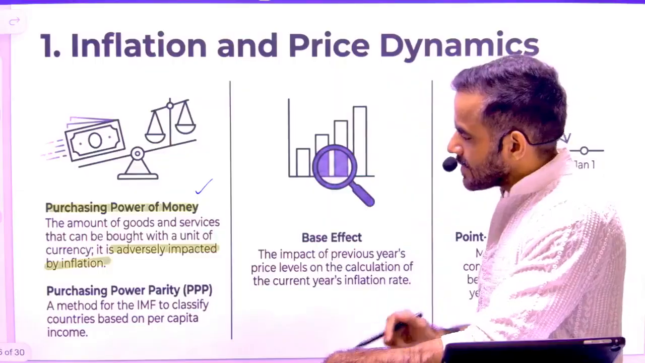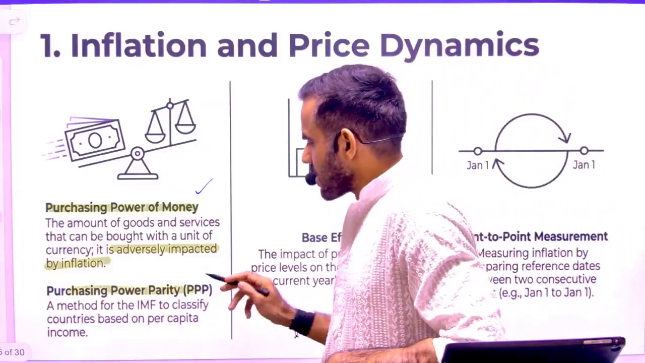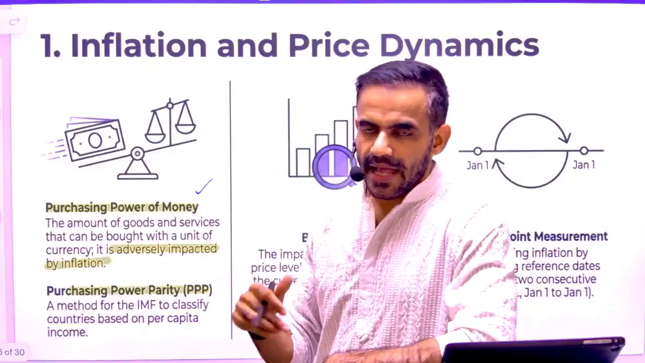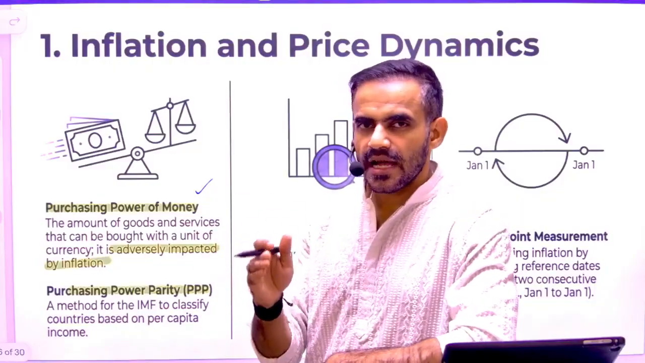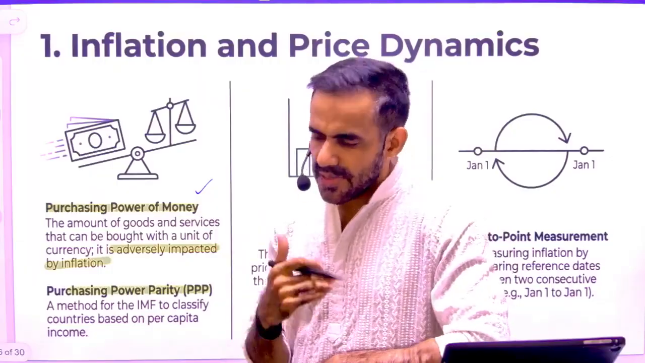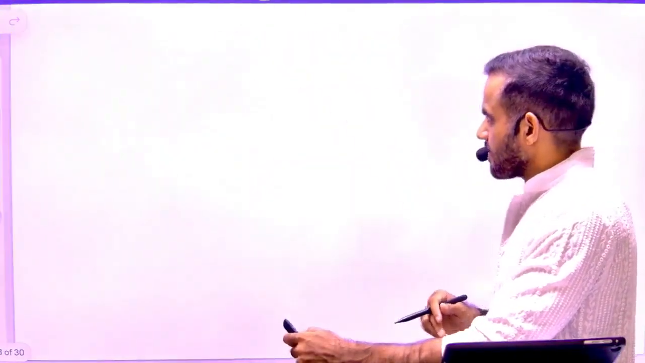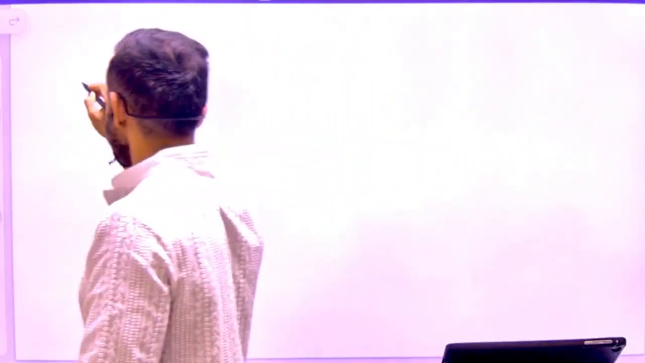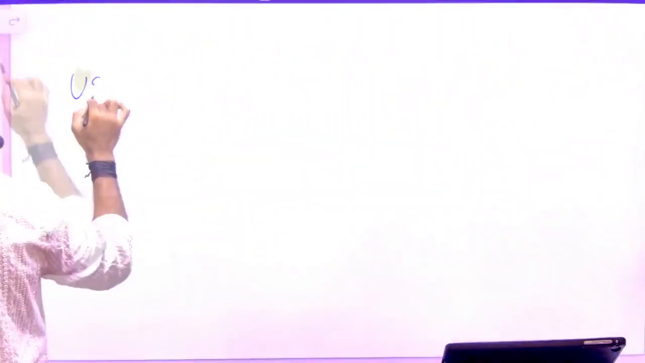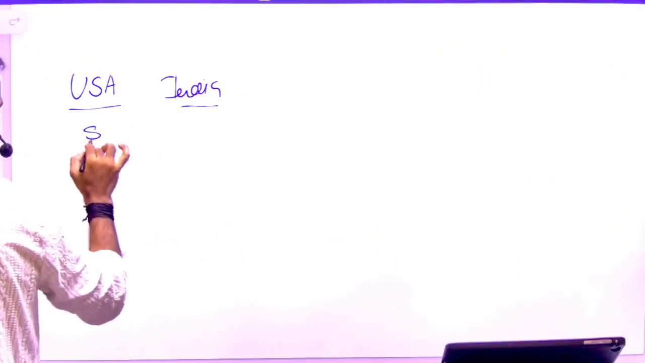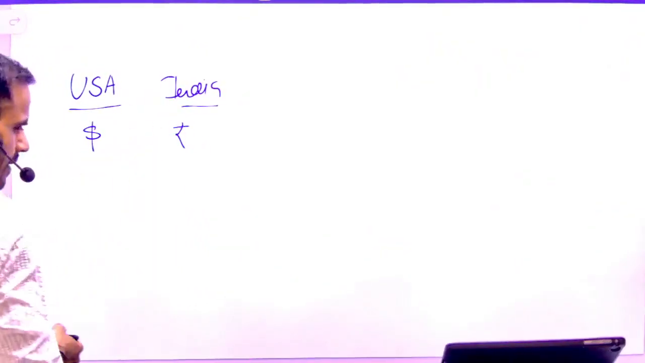Okay. In this case, there is one more term, that is purchasing power parity. Basically, this concept helps us in evaluating the economic performance of countries. Now, let's try to understand it using one example. Let's say two countries are there. USA is there, and let's say India is there. The currency of USA is the dollar, the currency of India is the rupee.